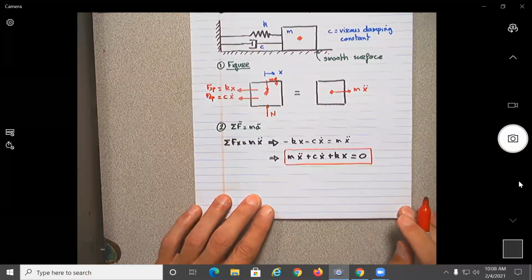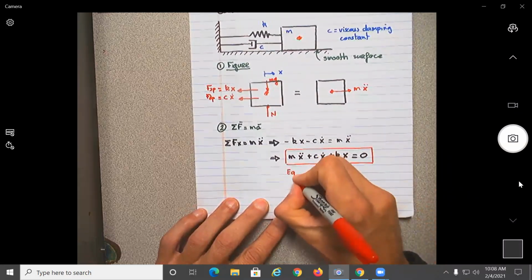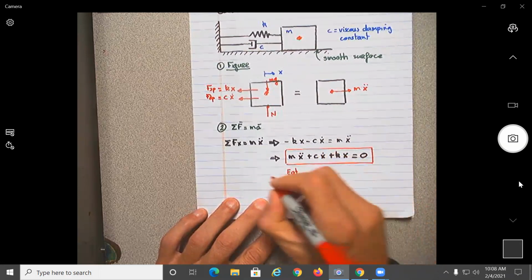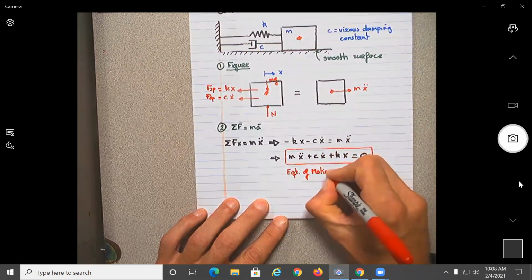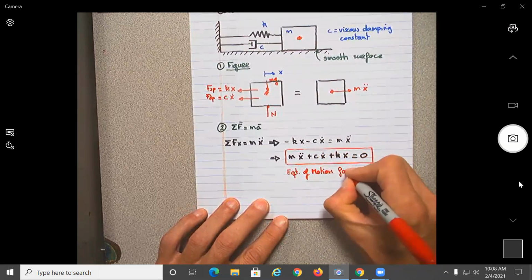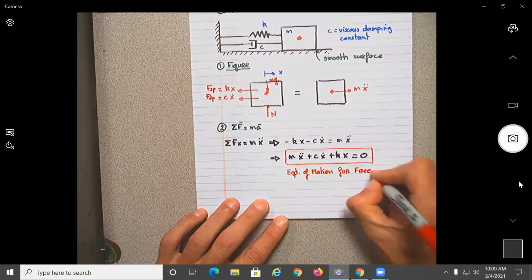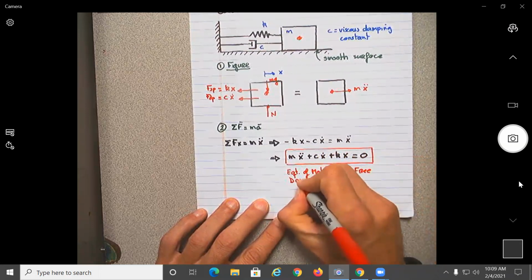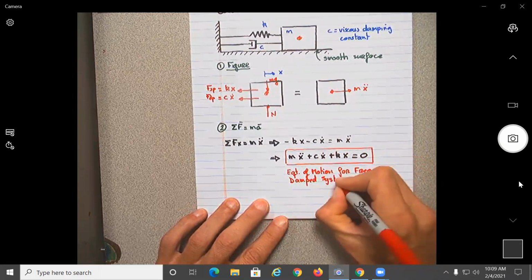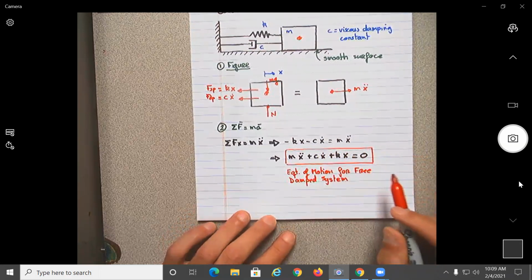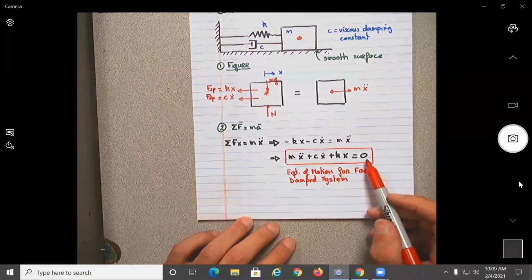Okay, and this will be the differential equation of motion for a free damped system. So the term free basically means that the right-hand side is equal to 0.